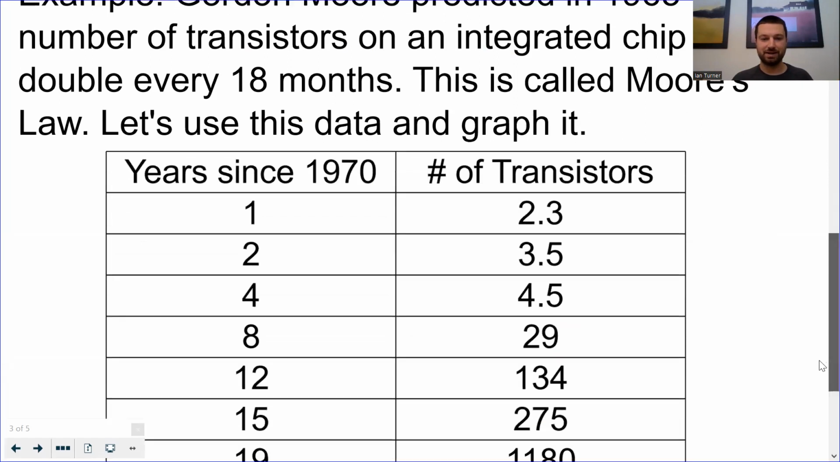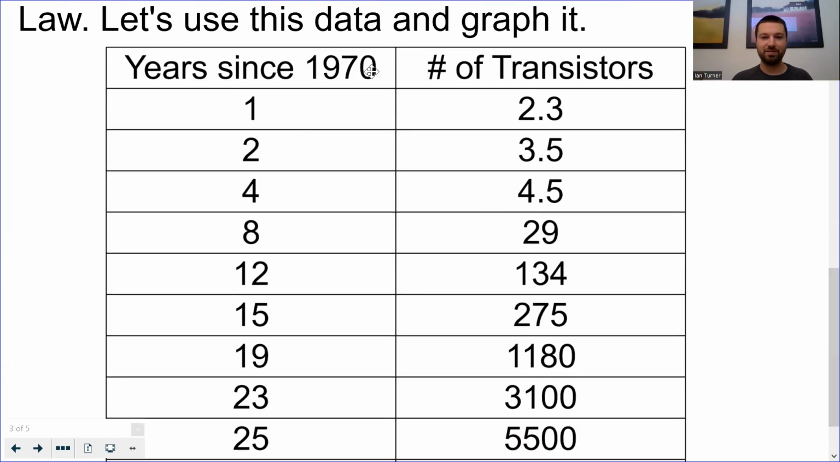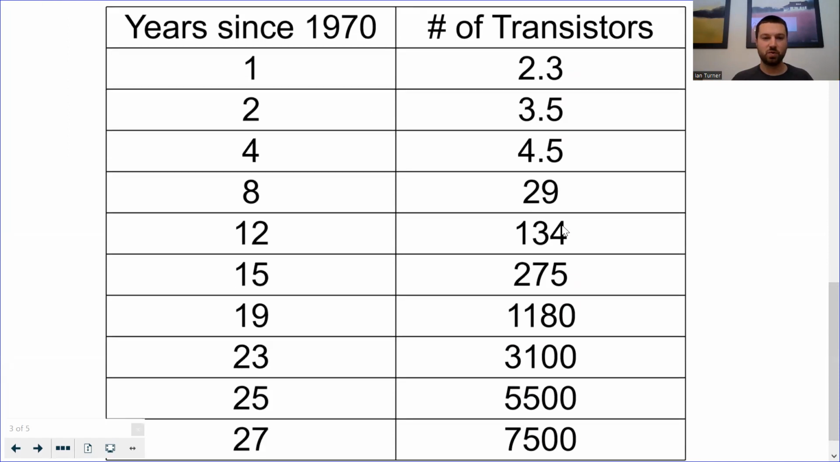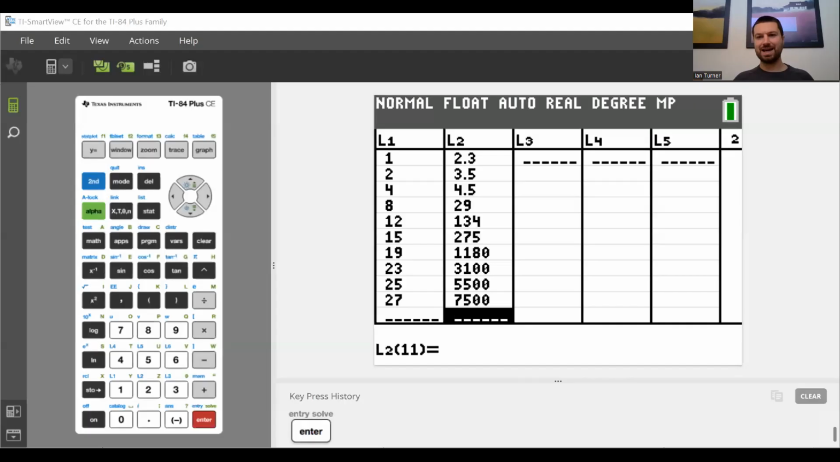Here is the data. So years since 1970, number of transistors. And here we go. There's all the data. Hopefully you can see that. So again, pause it now, put this data in your calculator, and let's come back together and we will take a look at it together. So go ahead and pause, and I'm going to pause as well. All right, so hopefully you put that in your calculator, right? Should look something like that in the old calculadora.